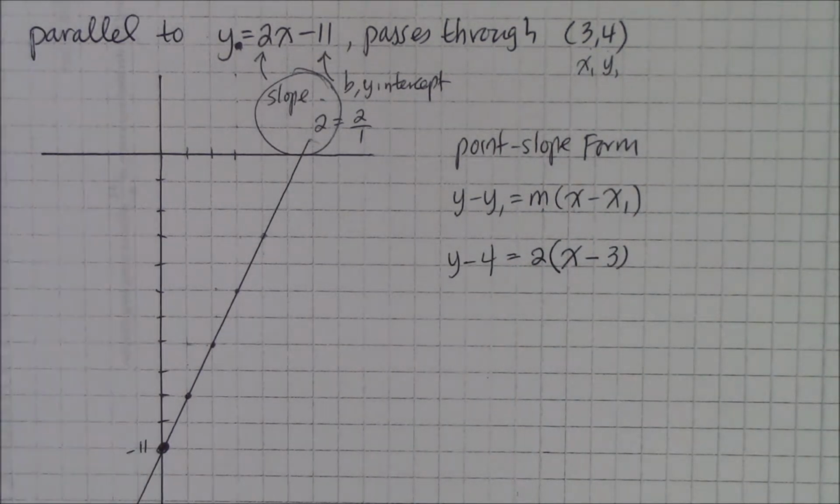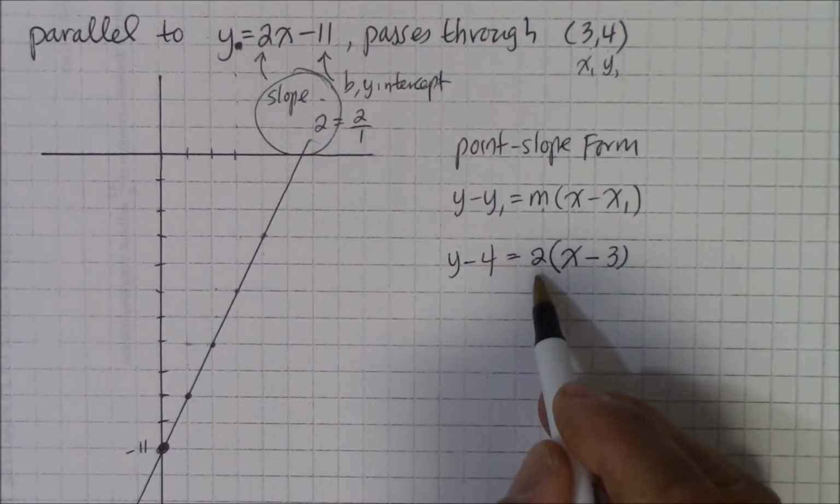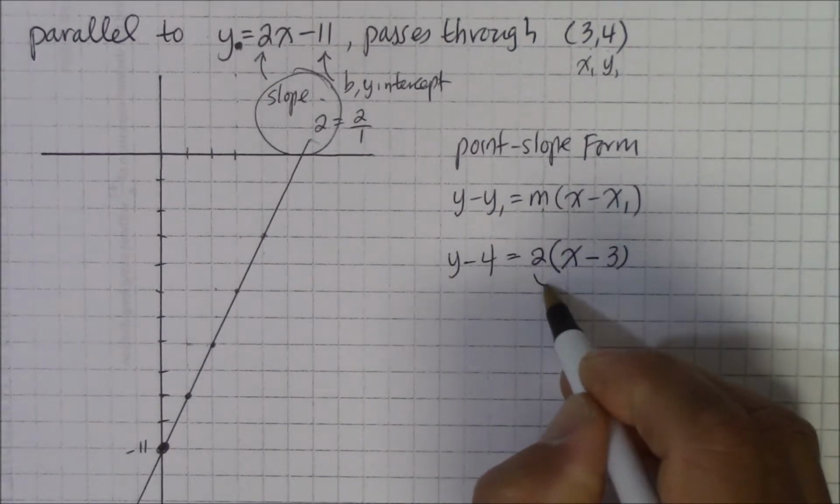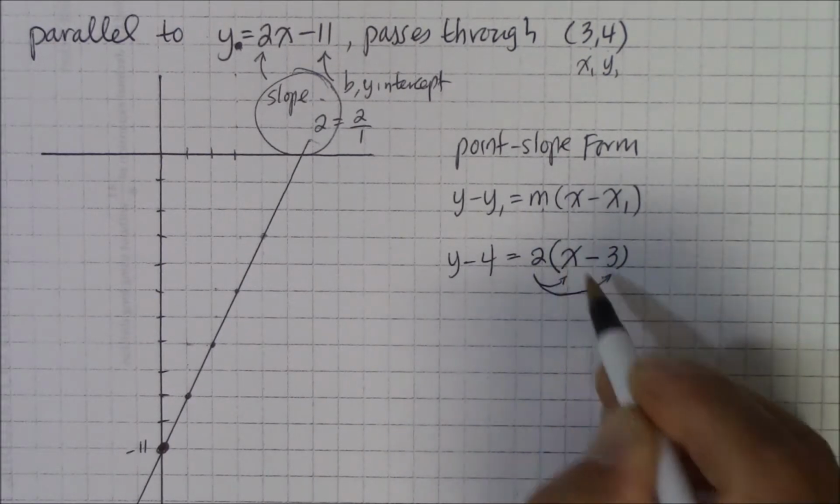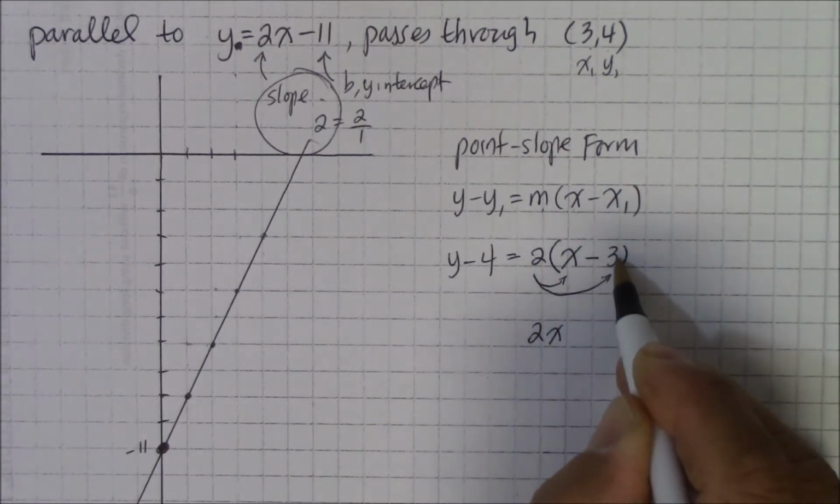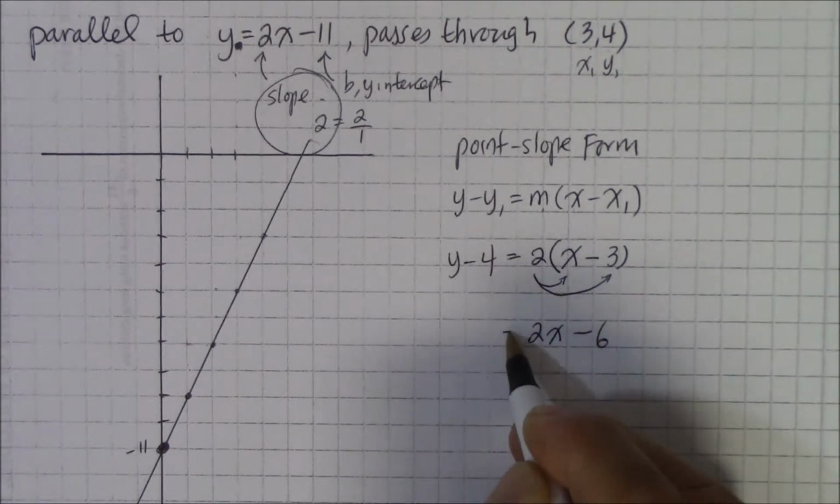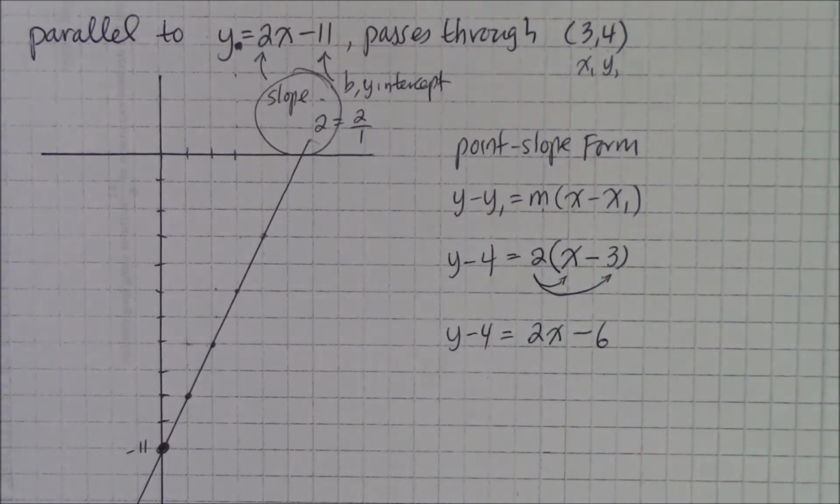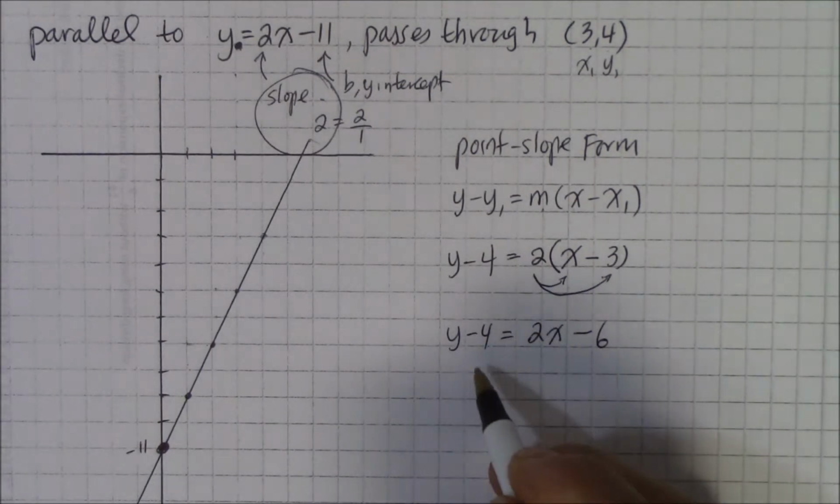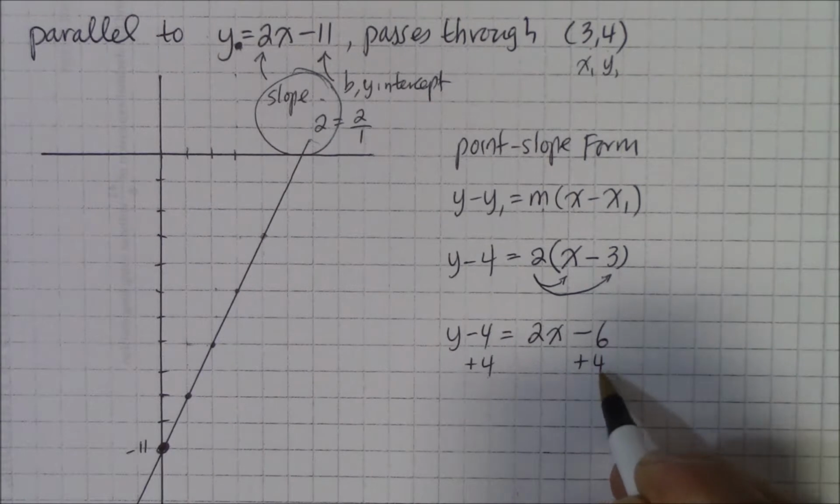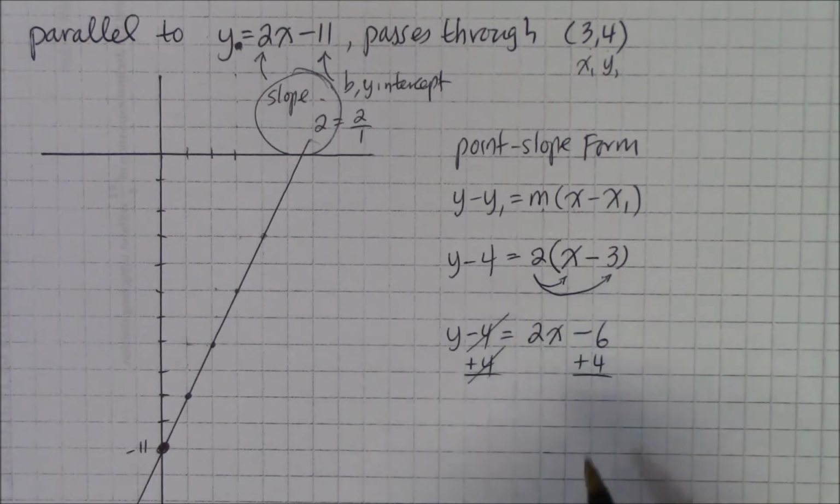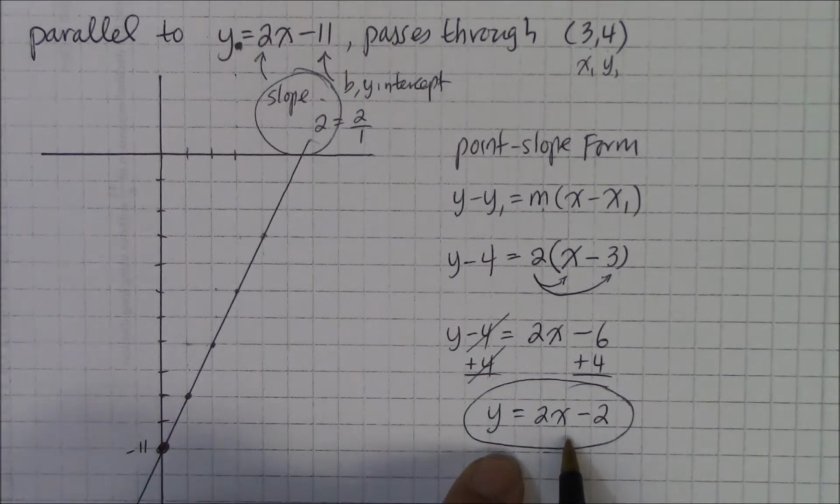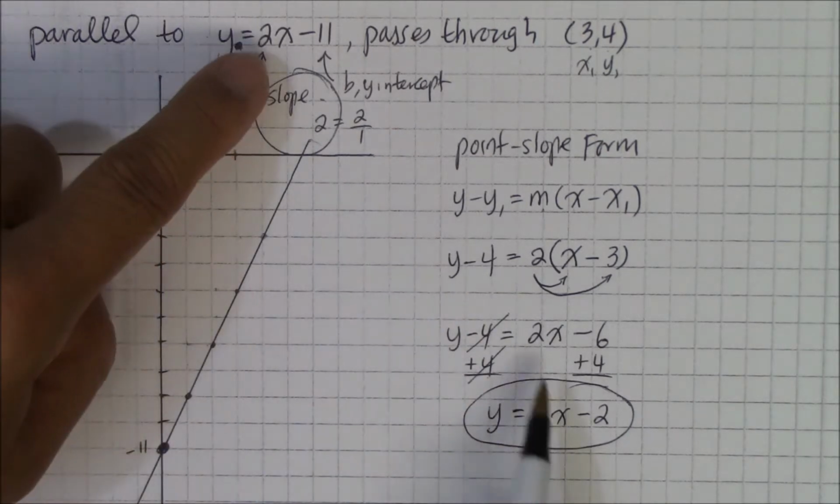Now we're going to evaluate. Look, there's a number outside the parentheses, so we're going to do the distributive property. 2 times x, 2x. 2 times negative 3, negative 6. And on the left side, we had y minus 4. Now to solve for y, we're going to move that negative 4 by adding 4 to both sides of the equation, lining them up with the like terms, the constants. So negative 4 plus 4, they become 0, they cancel out. Y becomes 2x minus 2.